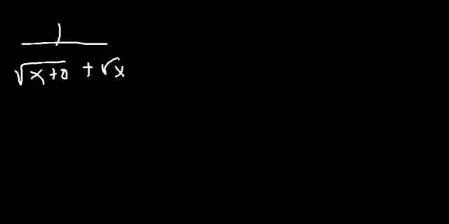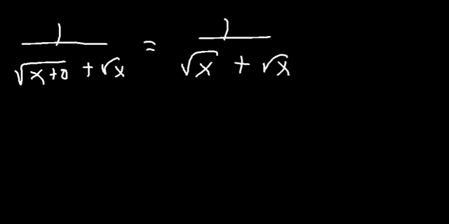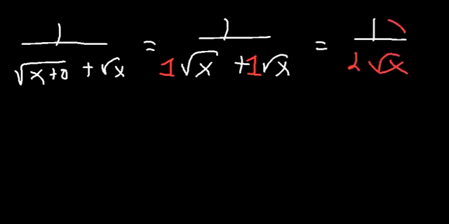So at this point we have 1 over the square root of x plus 0 plus the square root of x. x plus 0 is simply x. So we have the square root of x plus the square root of x. Now both of these have an invisible 1 that we don't see. So 1 plus 1 equals 2. So 1 over 2 radical x, which is the answer that we had previously. So whenever you're dealing with radicals and limits, multiply top and bottom by the conjugate of that radical.